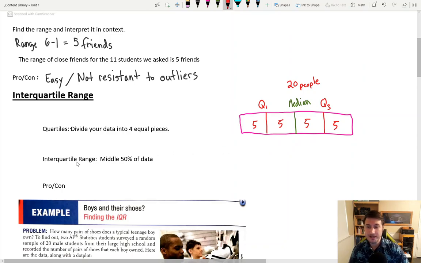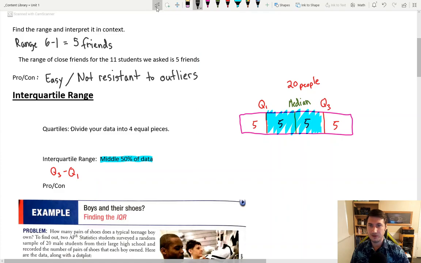Now, the interquartile range, the word range hopefully cues you that we're going to be doing a max minus a min, but not the entire max and min, the quartile max and min. So the interquartile range is you take Q3 and you subtract Q1. That gives you this range right here. And the important thing is when you find Q3 minus Q1, that gives you the middle 50% of your data. So if I again ask 20 people, the middle 10 people are between Q1 and Q3. That is the interquartile range.